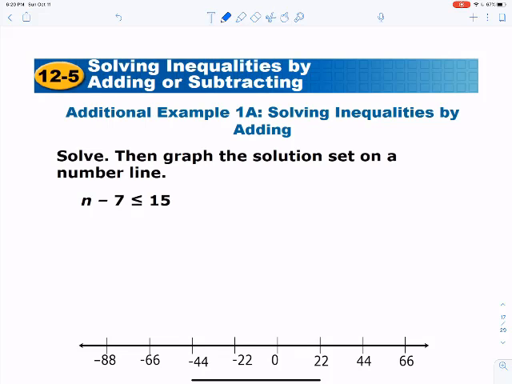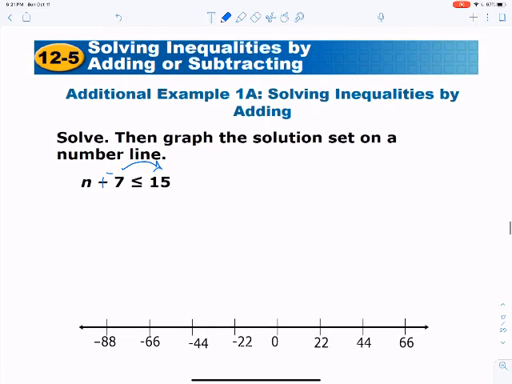So let's try one. These are just one step, so it's not anything real big. I've got n minus 7 is less than or equal to 15. The first thing I'm going to do in a problem like this is change that subtraction to addition, next number to its opposite. Now I need to get that letter by itself, so I need to move this negative 7 over to be with the 15. We do that by adding its opposite. So n plus negative 7 plus 7 is less than or equal to 15 plus 7. So n is less than or equal to 22.